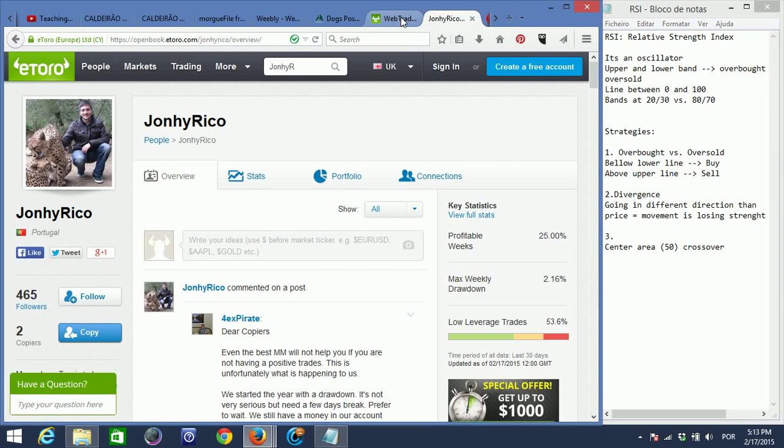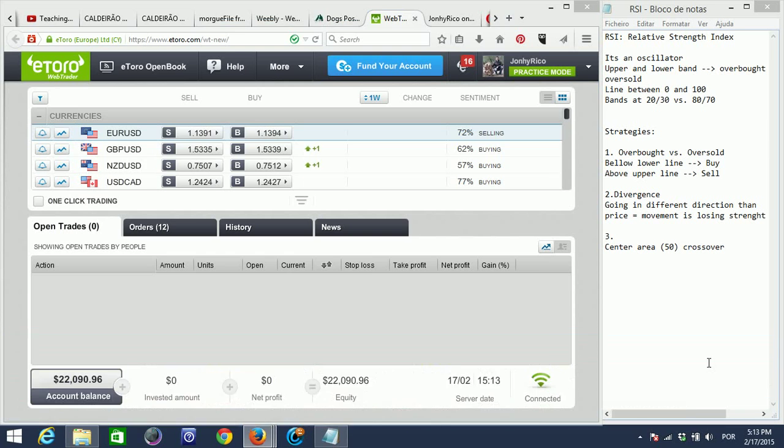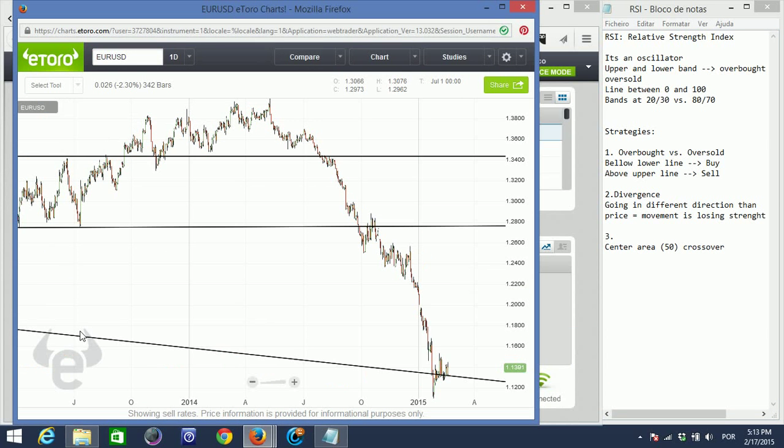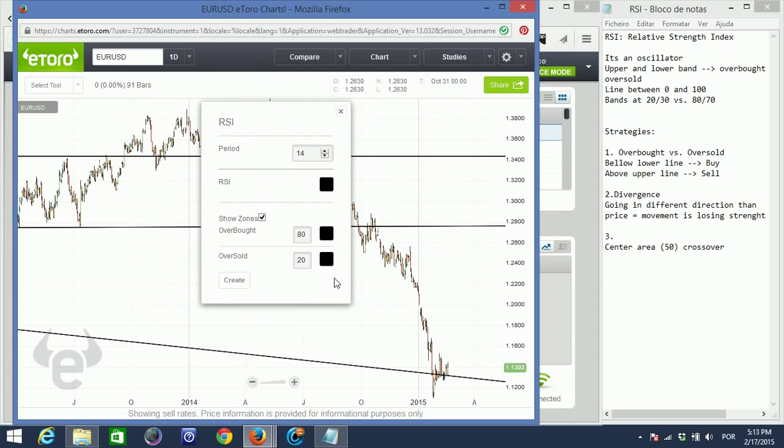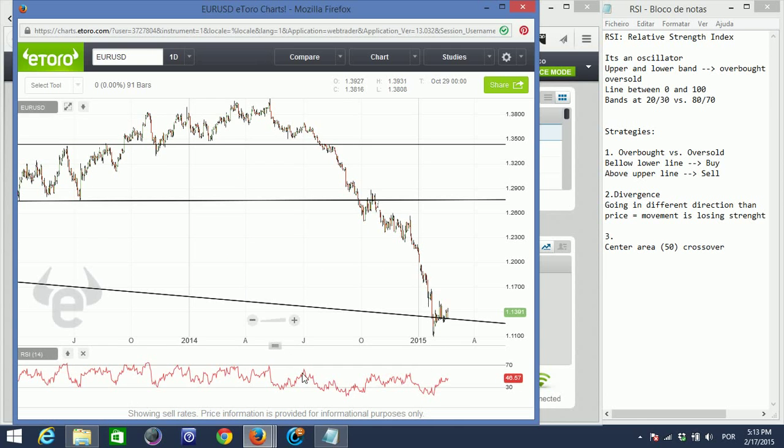All right, let's get to it. So you can go to the web trader, click over there, and you will get a graph open. I have my one already open. Let me just close this thing so that I can show you how to get it. So you go over to studies, you click on RSI, and then the default on eToro is 80-20. I suggest that you change this to 70-30. Just my personal preference. I also changed the color here to red so that I can see it better, and then click create. And there we go, we got the RSI over there.